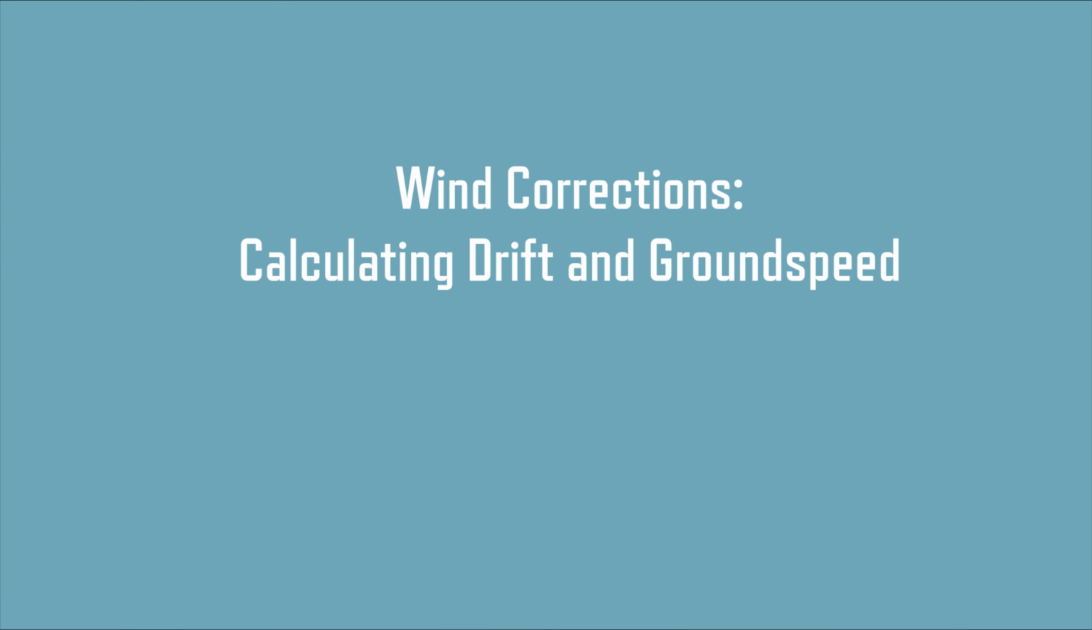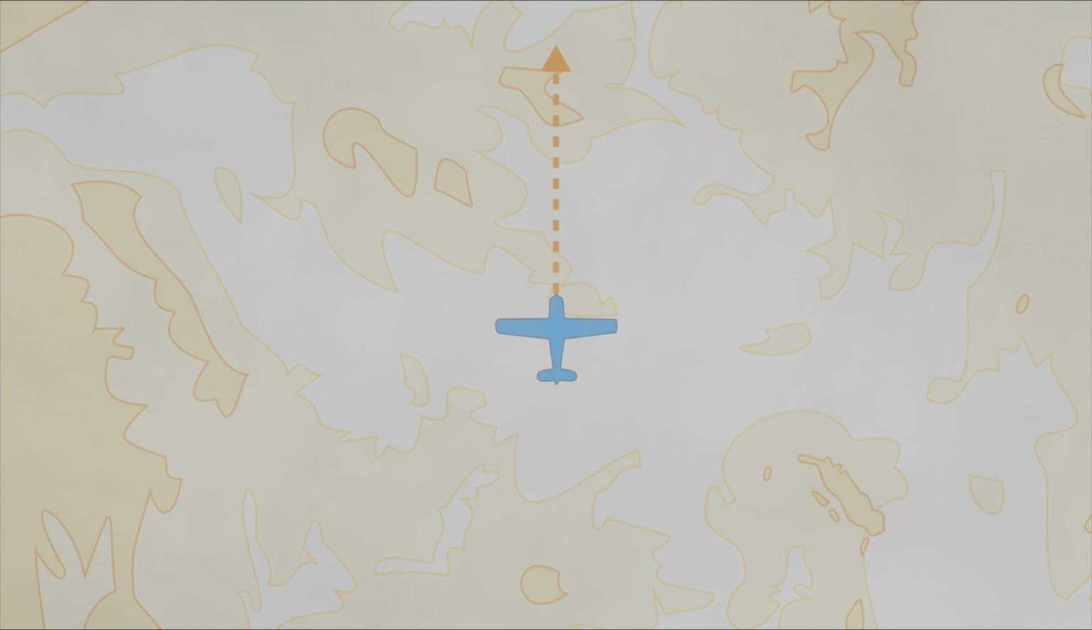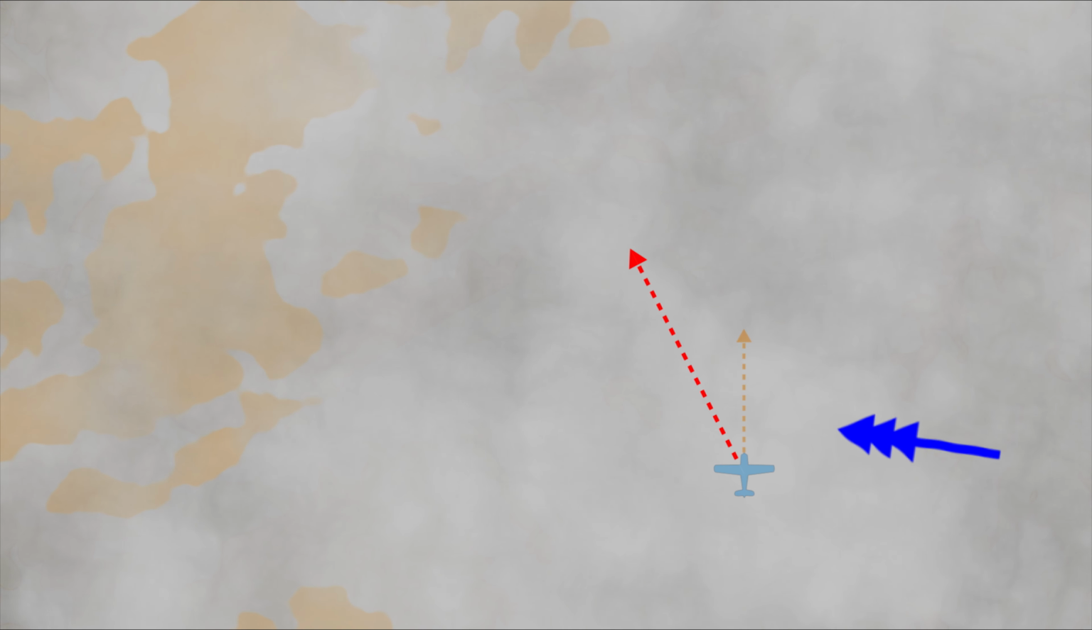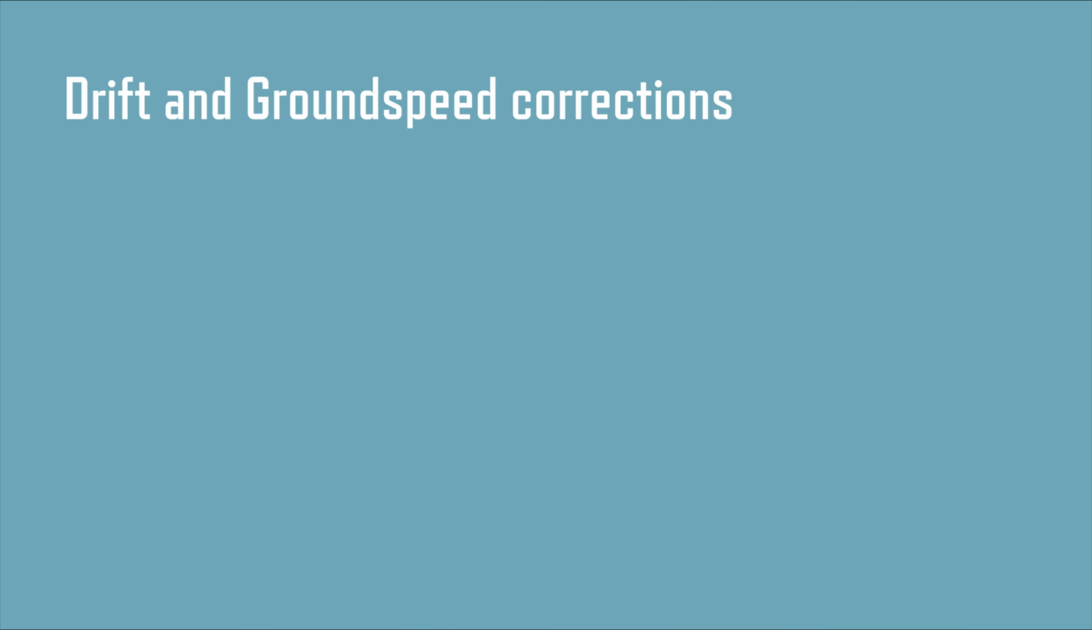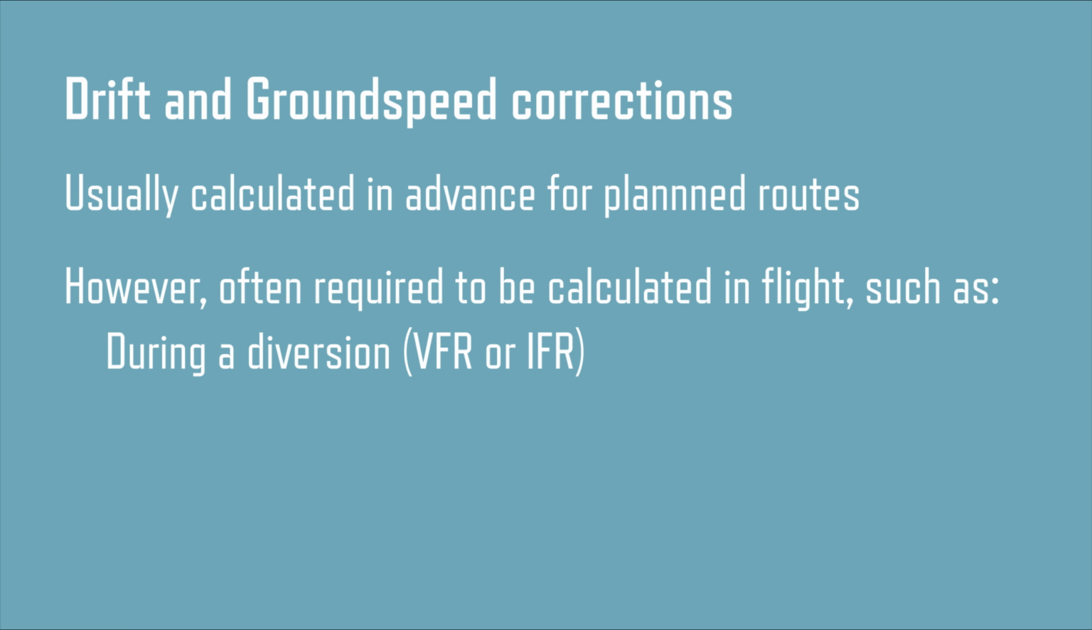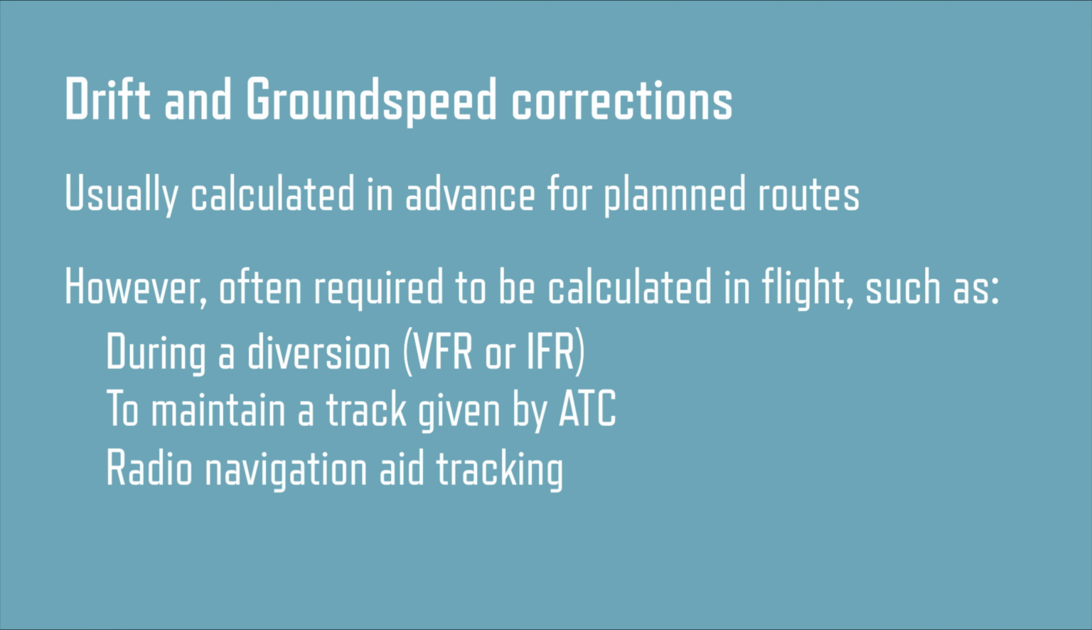Wind corrections. Calculating drift and ground speed. In both VFR and IFR flying, you almost always need to account for the effects of wind, drift, and change in ground speed. For your planned route, you will have calculated your headings and times pre-flight. But sometimes, such as a diversion, a TC given track, or when tracking navigation aids, you have no other option than to calculate these adjustments on the fly.